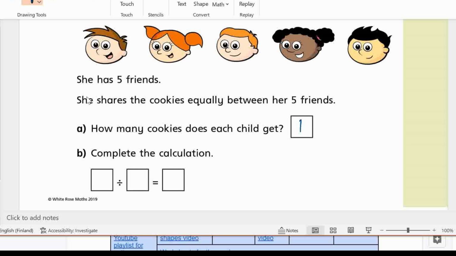I can do this one. And here, the calculation would be you have 5 cookies here, and then you have 5 friends, and each friend gets how many cookies? 1. There we go.